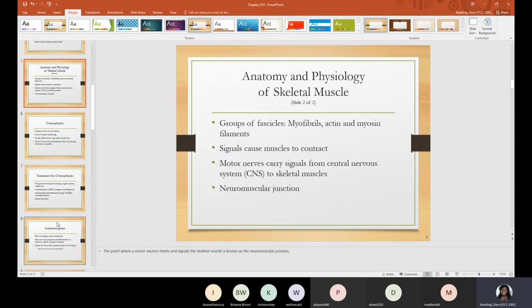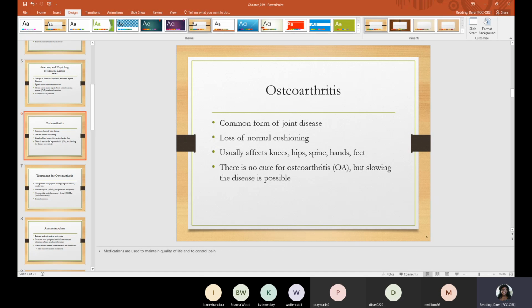Now that we've talked a little bit about the anatomy and physiology of the skeletal muscle, we'll next get into some conditions that affect the skeletal system. One of the conditions would be osteoarthritis, the common form of joint disease. Osteoarthritis has an abbreviation, OA, and it's basically a degeneration of joint cartilage and the underlying bone. When a person experiences osteoarthritis, they have a loss of normal cushioning, and it affects their knees, their hips, their spine, their hands, and their feet.